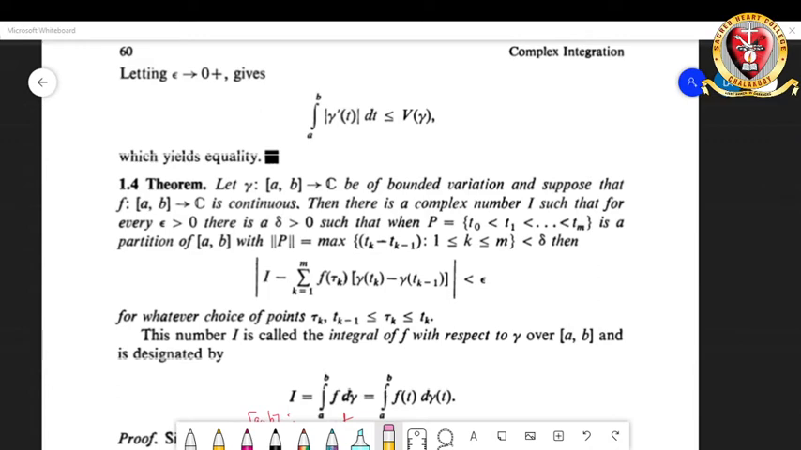Hello. In today's session, we are going to prove theorem 1.4 in chapter 4 about complex integration. We had started with the definitions of bounded variation and total variation of a function, and also discussed how a piecewise smooth function can be associated with bounded variation and how to calculate the total variation of the same function.